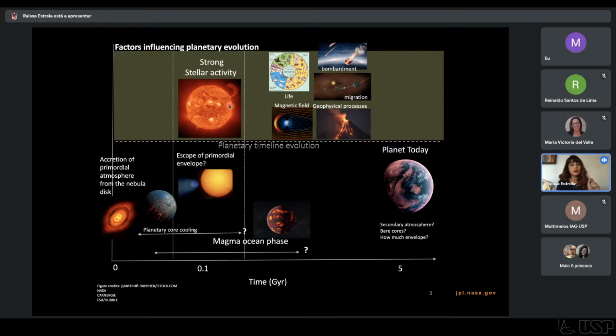But in particular, there is one factor that can play a huge role, and that one is stellar activity, especially during the beginning of the planet's lifetime, because stellar activity can be stronger as the star is more active when it's younger. And this stellar activity can induce the escape of the primordial envelope of the planet.